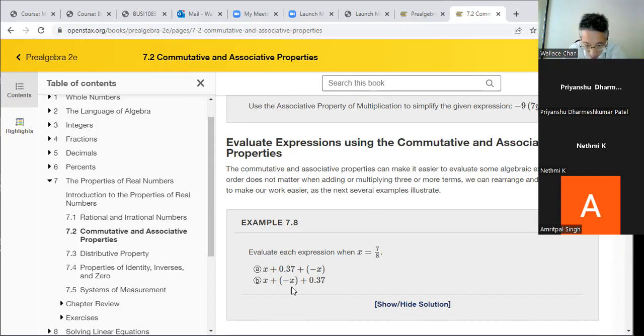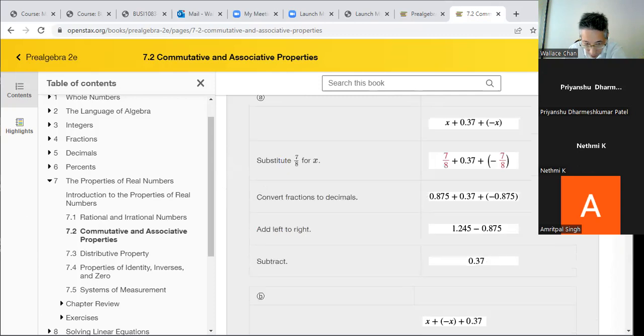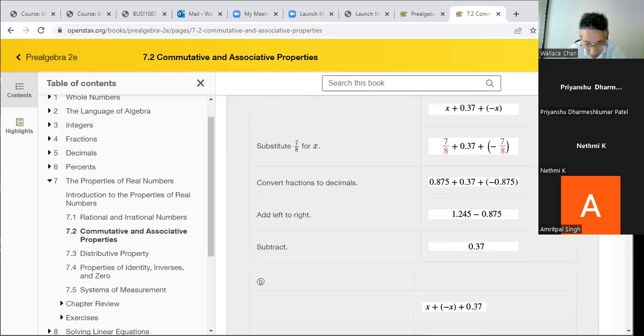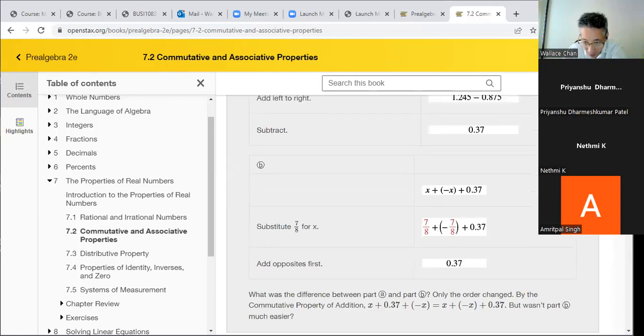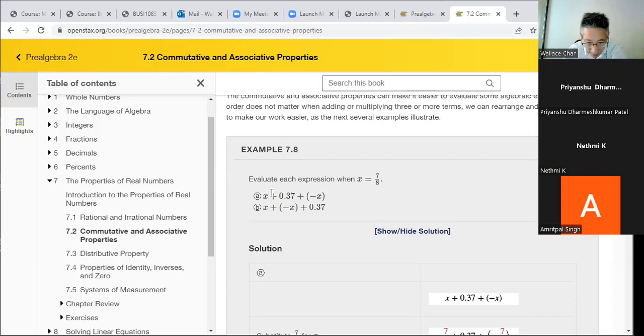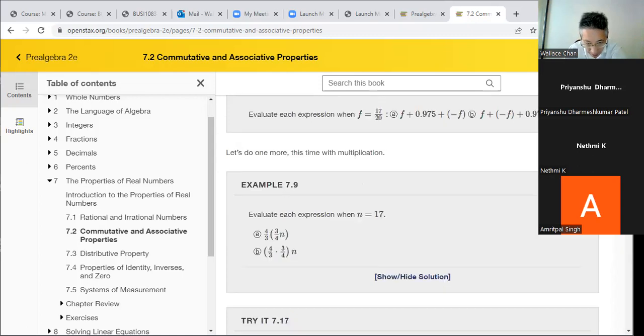Exactly. Now the second one is also very easy. It's the same. The x terms cancel each other out, so the answer is also 0.37. You don't even need to do anything. Theoretically, you need to substitute x with the number, but in reality, you don't really need to do that because they cancel each other out. So how about this one?